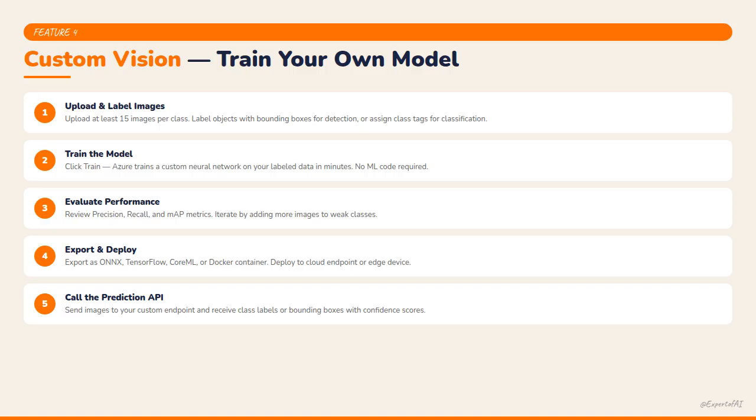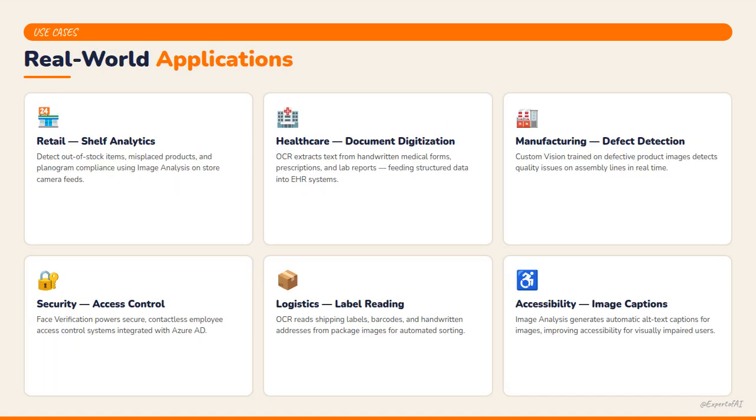Here's how it works in 5 steps. First, upload and label at least 15 images per class. Second, click Train. Azure handles all the model training in minutes. Third, review your precision, recall, and mean average precision metrics. Fourth, export your model as ONNX, TensorFlow, CoreML, or a Docker container for edge deployment. And fifth, call the Prediction API to classify new images instantly.